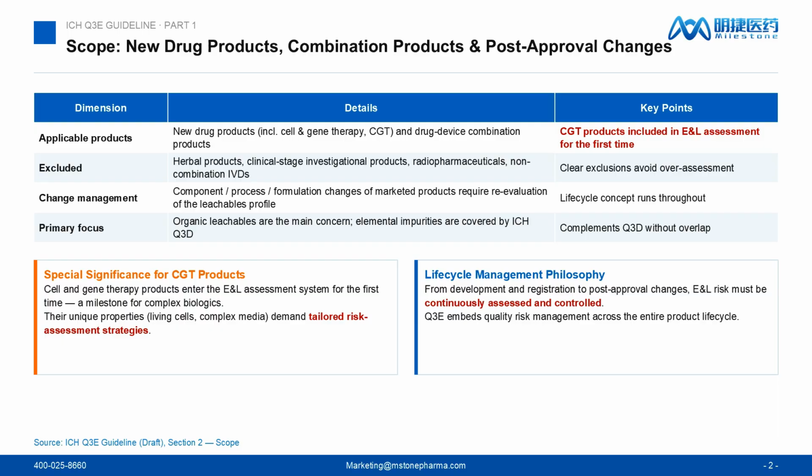2 more points on this slide. First, change management. If you change a component, a process, or a formulation on a marketed product, you must reevaluate the leachables profile. E&L is not a one-time study you file and forget. Second, the boundary with Q3D. Q3E owns organic leachables. Elemental impurities stay with Q3D. Complementary, not overlapping. When you design a study, check both guidelines so nothing falls through the crack.